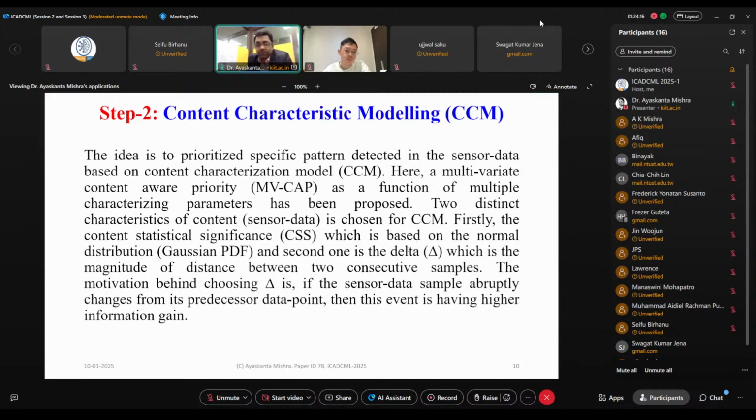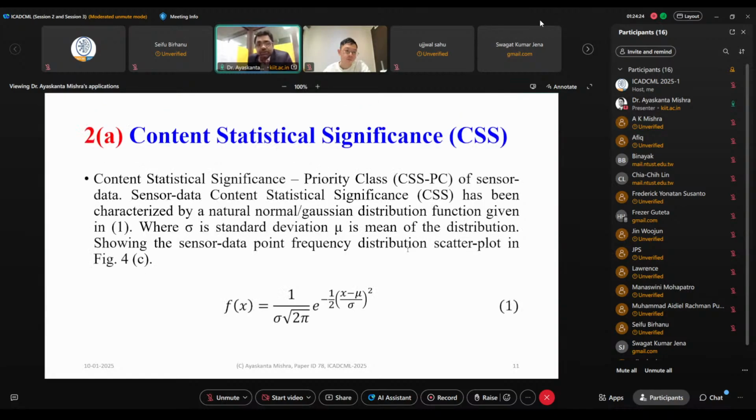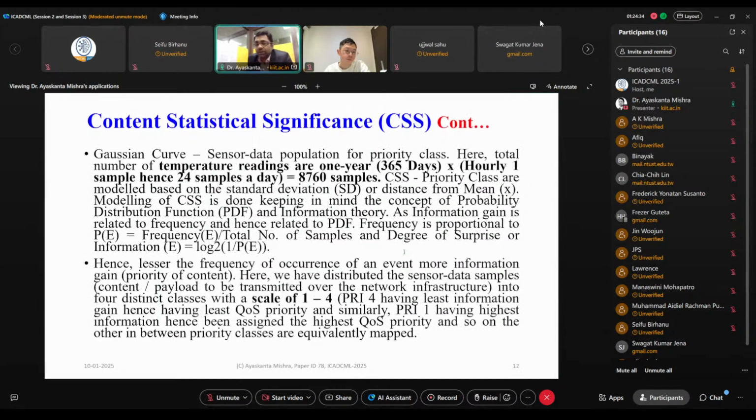And this second step is basically modeling the characteristic of the data based on the criticality of the data. So for that, one thing we are taking is the Gaussian probability distribution. That means the frequency of the data points that we have captured. So this is the first part, that is the content statistical significance, which is based on the normal distribution. And here we have the samples that we captured for 365 days. Per hour, you get one sample, so 24 samples per day, times 365. The total number of samples is 8,760 samples. So based on that, we have divided the frequencies and we have got the distribution.